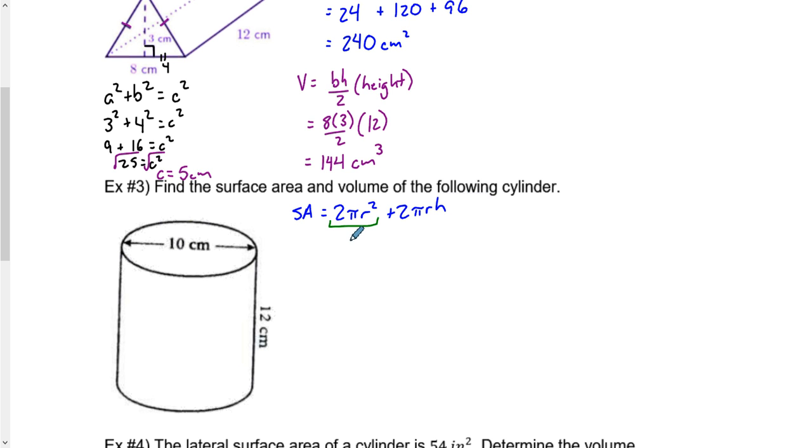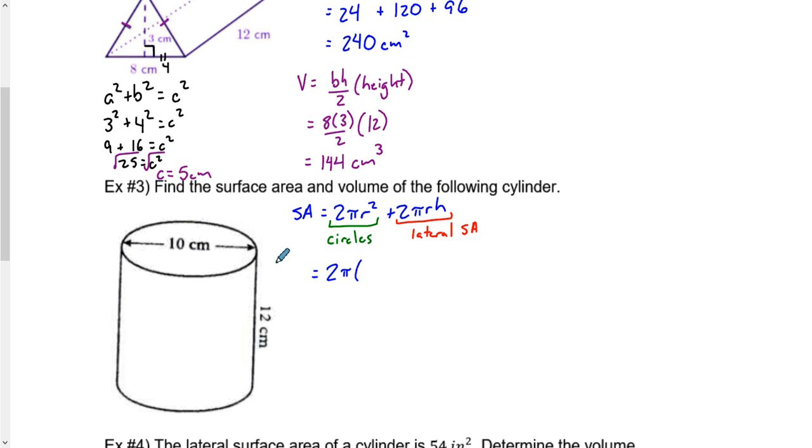2 pi r squared, well, that is the area of 2 circles. The top circle and the bottom circle. This 2 pi r h is known as the lateral surface area. The lateral surface area is this exterior part that's curved around. So if this was, say, a tube of toilet paper, it's the actual tube of toilet paper because the ends would be open. But we just have to plug in what we have.